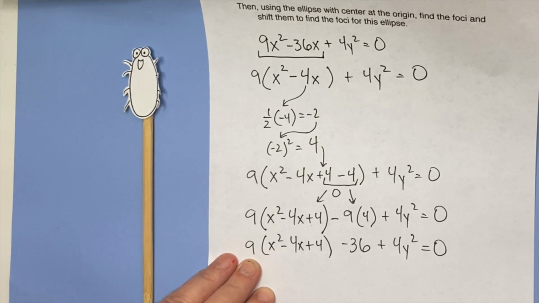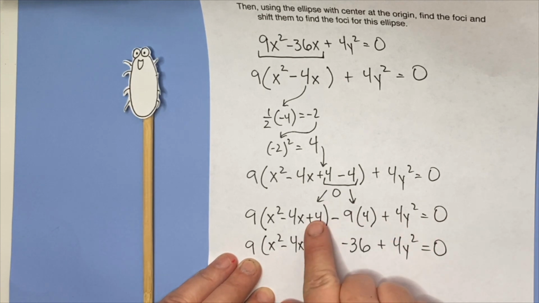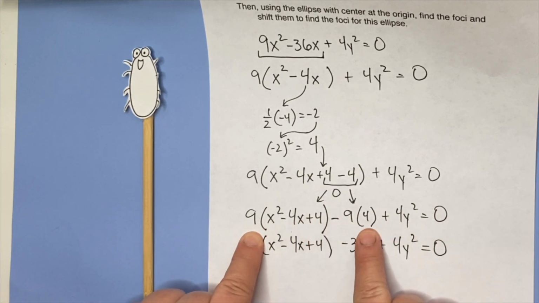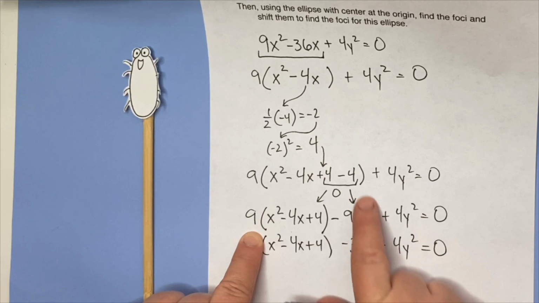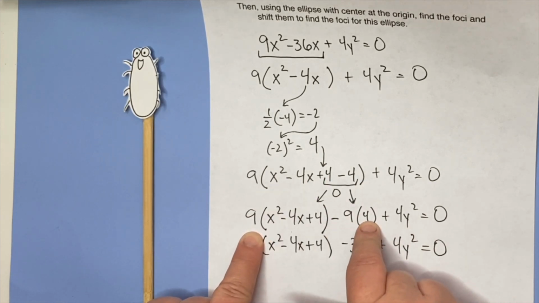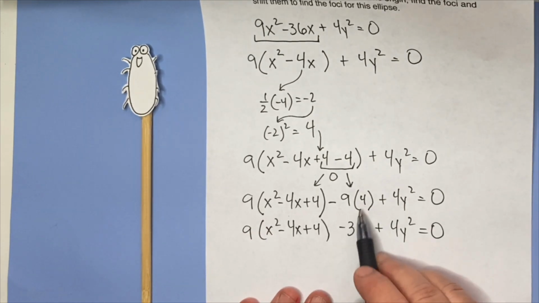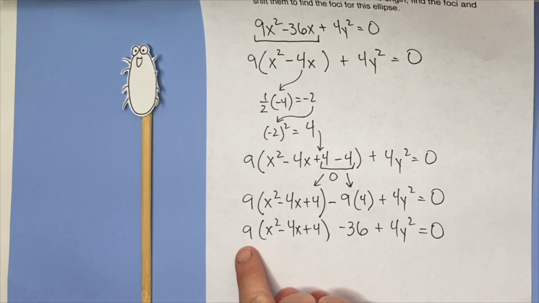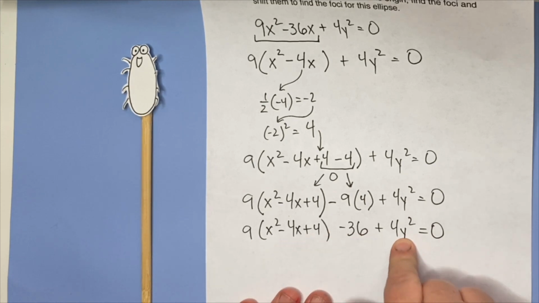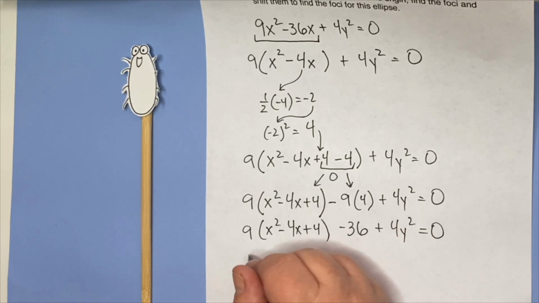Right? I didn't add or subtract, but I'm just using a trick to allow me to add 4 here, but then subtract the 4. But I can't just subtract 4 because there's a 9 outside, so I have to subtract 9 times 4. Okay, this is getting exciting. 9 times 4 is 36. So I've got this piece, and then plus the 4y squared. Now, this happens to be a perfect square.